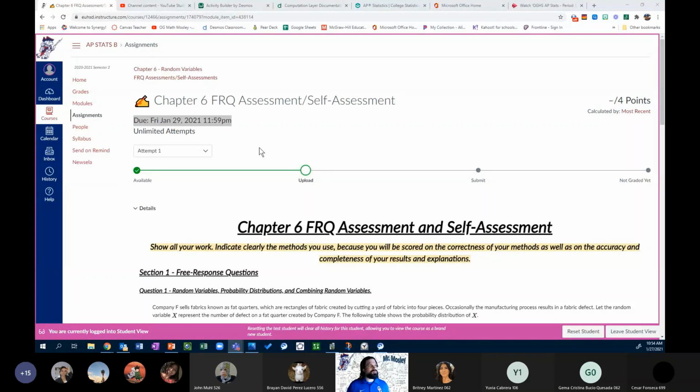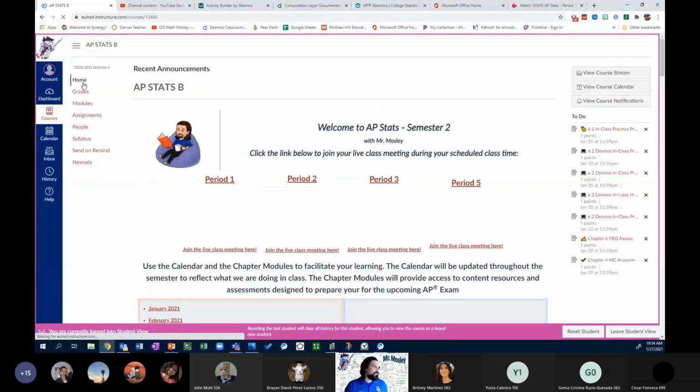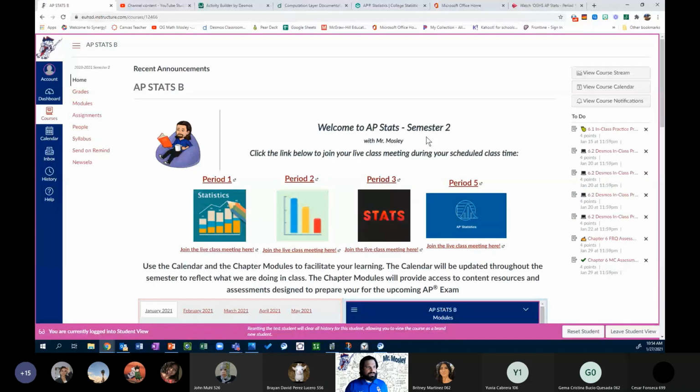Don't let these pile up though, because keep in mind, we're trying to cover 8 chapters this semester. You don't want to be left with a month left in school and have like 10 of these to do, or 10 assessments between free response and multiple choice. That's a lot to do. Don't do that. All right. So there we have it. That's the up-to-date news on here. So with that, we'll jump into our lesson.